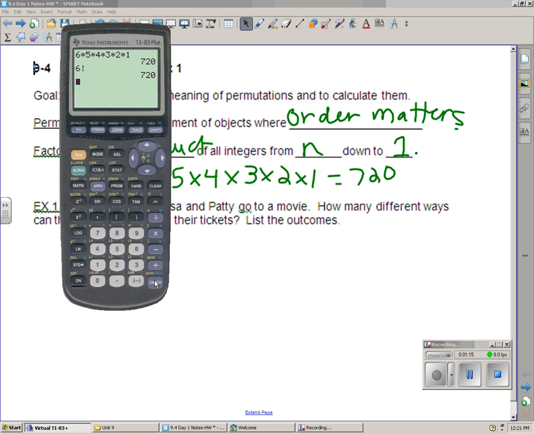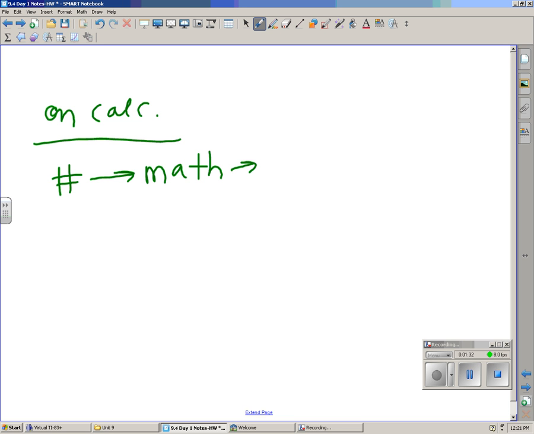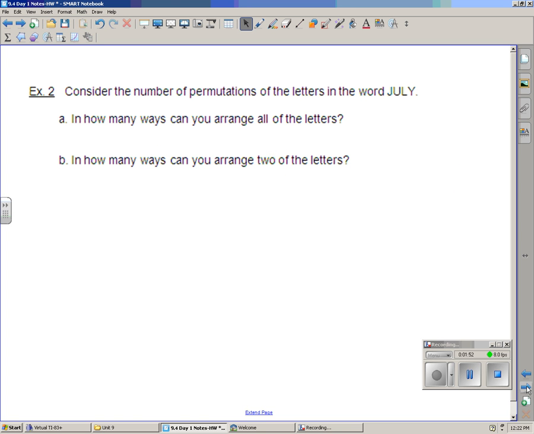Same exact answer. So what I will do is put up a blank page real fast for factorial on calculator. You're going to type in number. You're going to type in math. You're going to arrow over to probability. You're going to go down to choice 4, and then I believe that you hit enter twice. Enter, enter. Okay, so feel free to use that for factorials. If we then go to this next example, let me back up for 1 second.